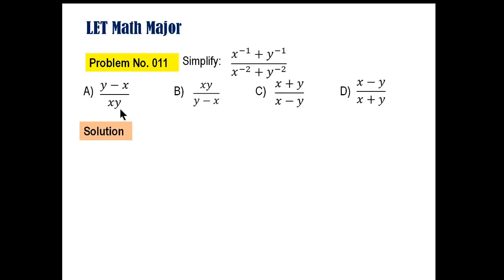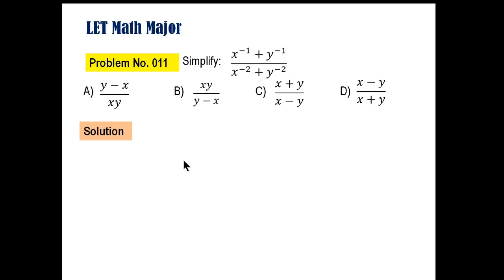Problem number 011. Simplify x raised to negative 1 plus y raised to negative 1 over x raised to negative 2 plus y raised to negative 2. The choices are A, y minus x over xy, B, xy over y minus x, C, x plus y over x minus y, D, x minus y over x plus y.